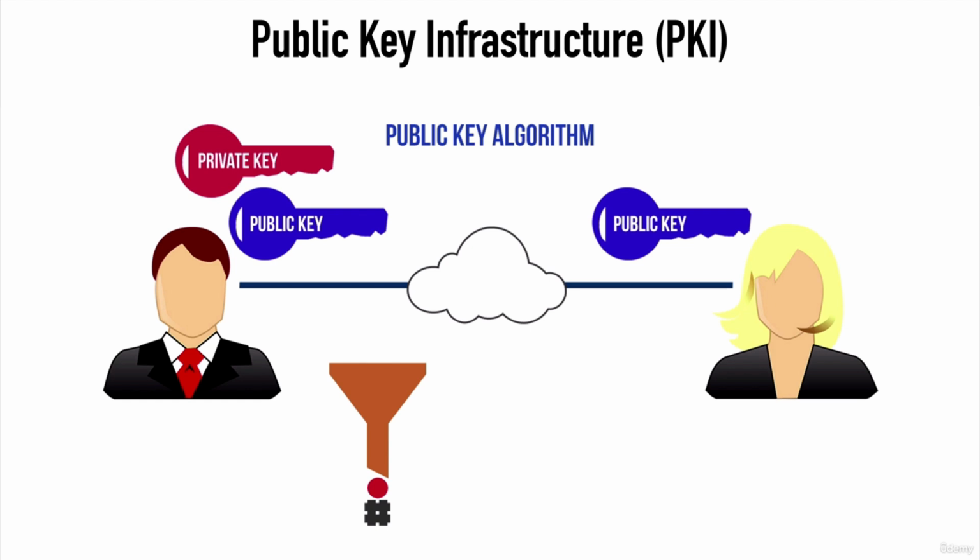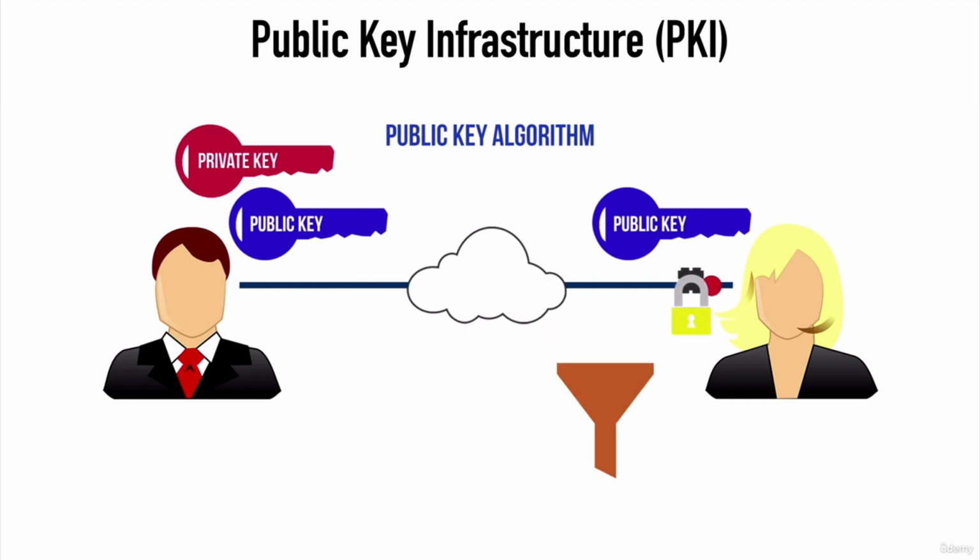As long as that input isn't changing, then the output is always going to be the same. He then takes the output hash and he encrypts this using his private key. Once this is done, he takes the encrypted hash and he attaches it to the packet, which he then sends over to Alice. Alice takes the encrypted hash and she decrypts it using Bob's public key.